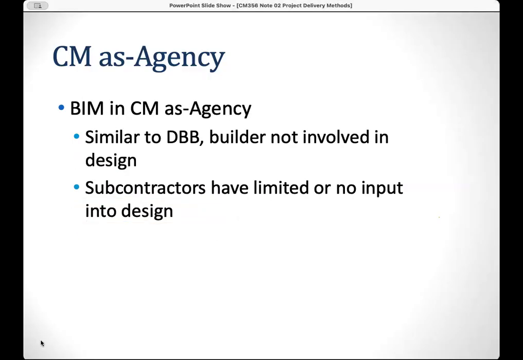Let's see how BIM can be involved in CM as agency. It is still similar to design-bid-build. The builder is not involved in the design because the CM as agency is not the build team. The general contractor is the build team, right? The subcontractor has limited or no input to the design. That is the same way. Since the GC is not able to be involved in the design, then the subcontractors cannot be involved in design as well.